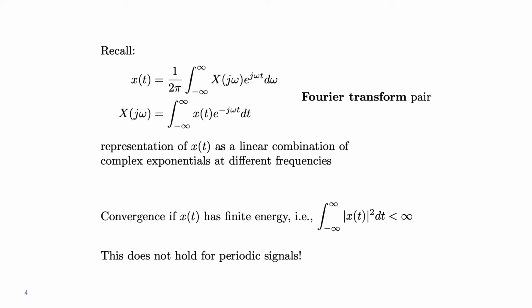We already said that the Fourier transform converges if x(t) has finite energy, which means that the integral of the square magnitude of x(t) is finite. And this does not hold for periodic signals. So when we treat periodic signals and we want to determine the Fourier transform, we will have to use a different method. This is what we will learn today.